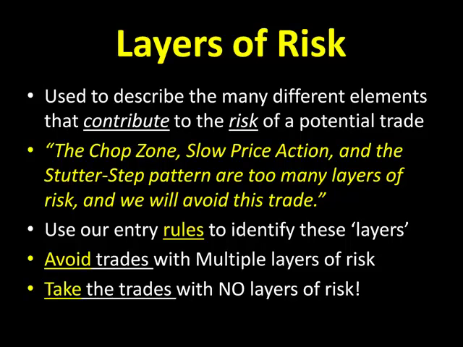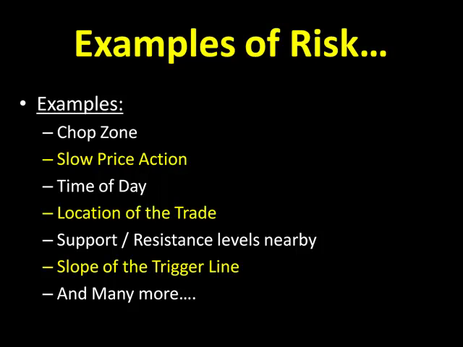Here are some examples of what these layers of risk will look like. If price is in the chop zone, which is the center of a bracket, that's going to be a layer of risk. Slow price action. The time of the day, location of the trade. Do we have 6 ticks worth of room? What is the slope of my trigger line? And of course, many more.